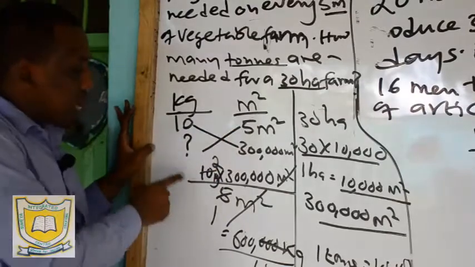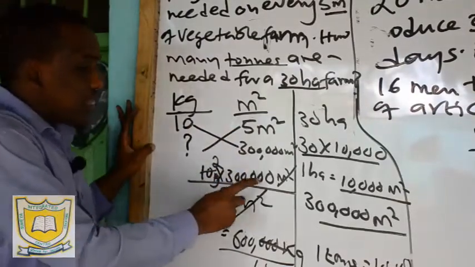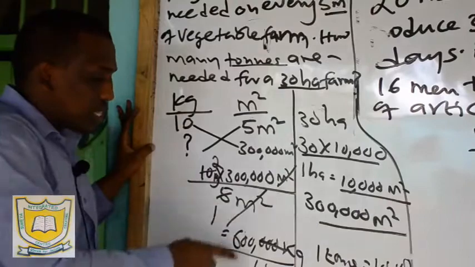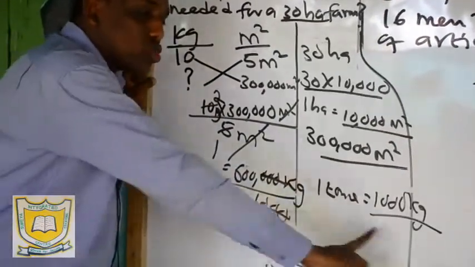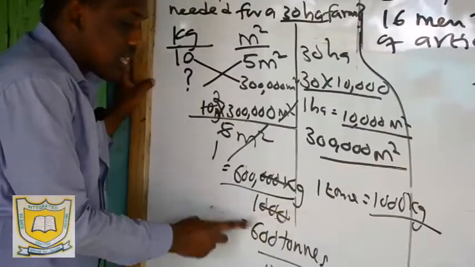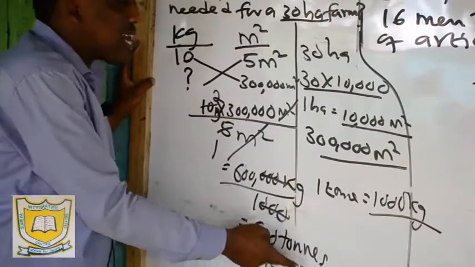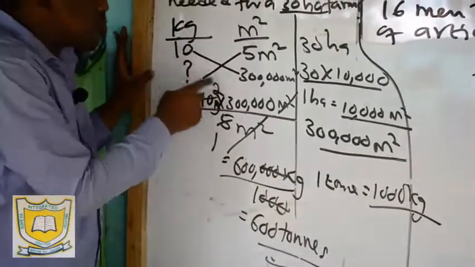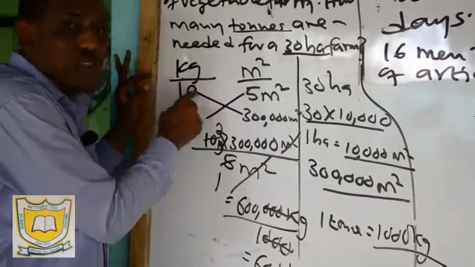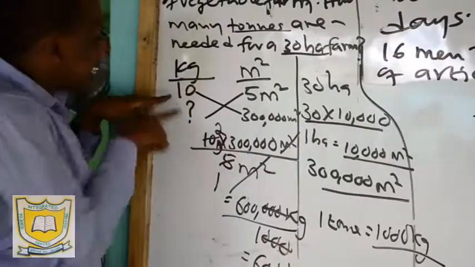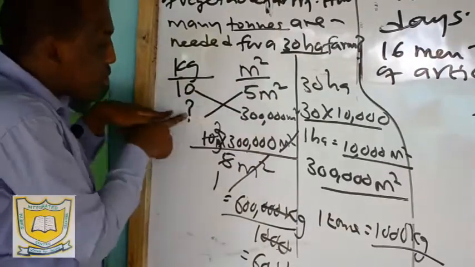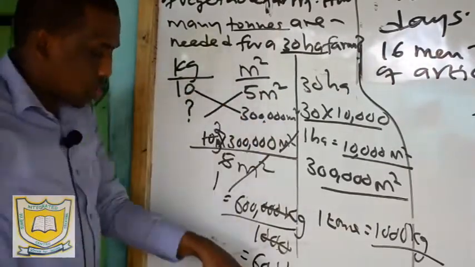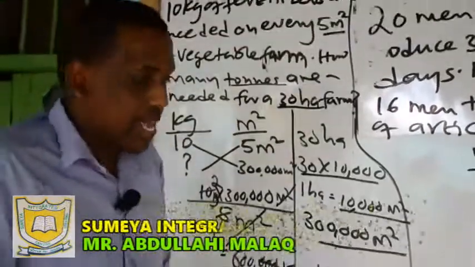So cross multiply. 10 kg multiplied by 300,000 over 5 meters squared. You will get 600,000 kg. You change in ton. 1 ton is equal to 1,000 kg. So divided by 1,000, you get 600 tons. Some people might say, why are we doing cross multiply? Well, if you use the way we used for indirect, you will get a lesser answer. 10 kg, 5 meters squared. So we require more kgs to fit this one now. So that's why we get 600 tons.